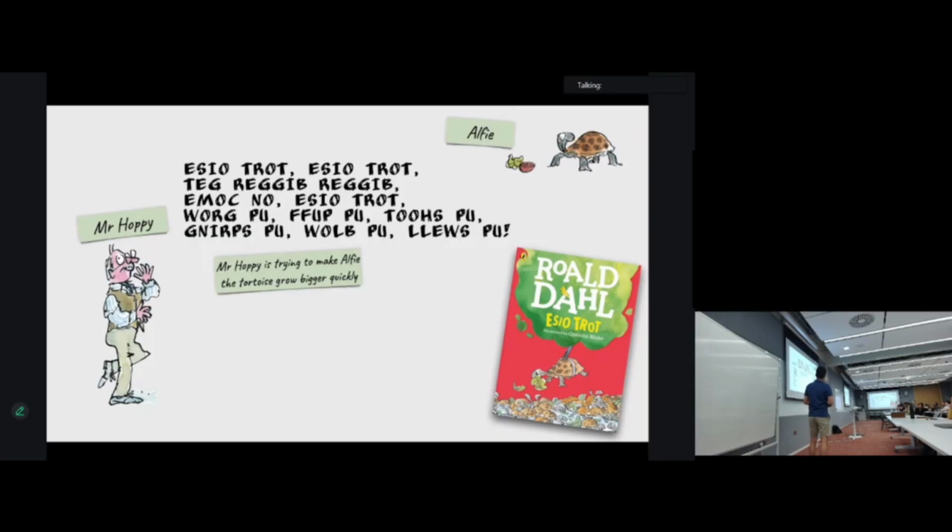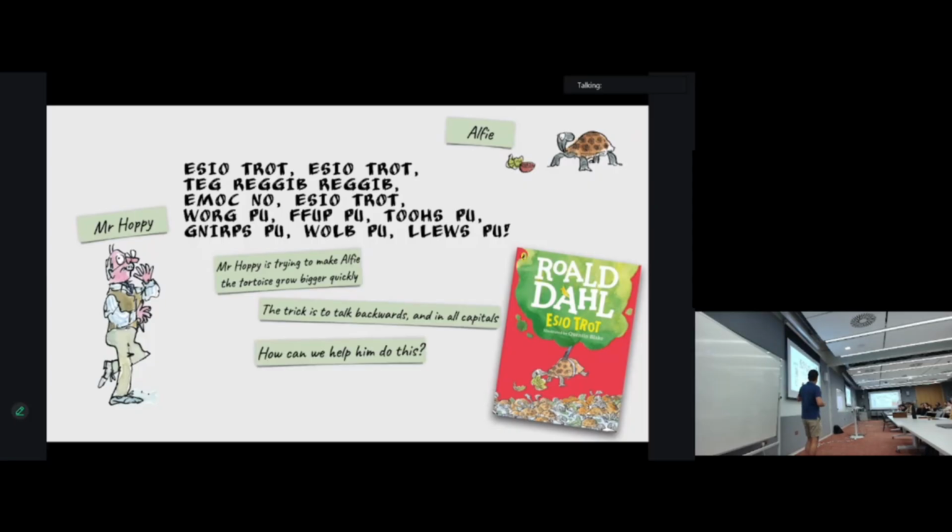Now, Mr. Hoppy is really trying to make him grow very big, and so what does he want to do? He needs to speak in all caps and backwards. How will he achieve this? Well, he's going to use modular higher order effects, of course, right?